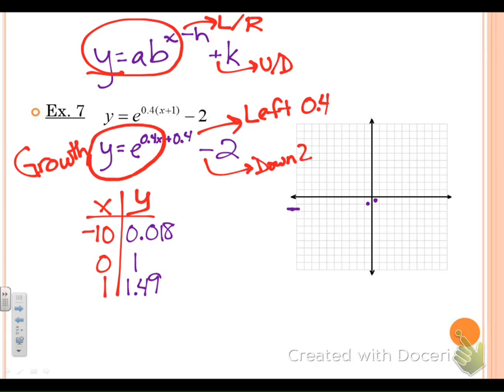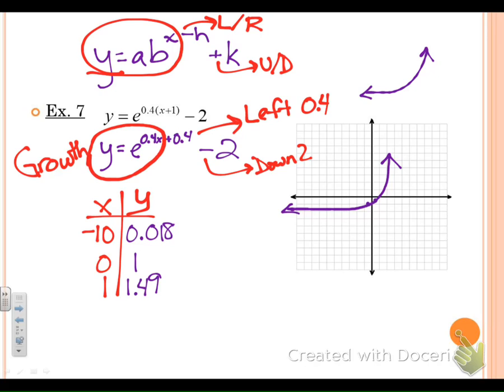I'm going to connect the points using the growth shape. Notice the growth shape. Growth shape should always take on this asymptote first approximation and then getting bigger. So the growth shape should look like this, unless it was a negative leading coefficient. Then it would be flipped.